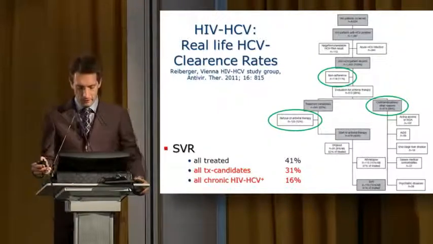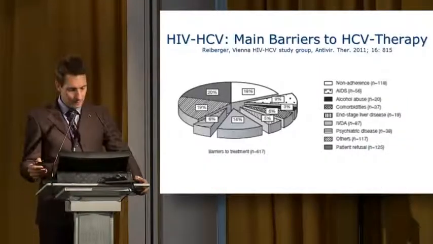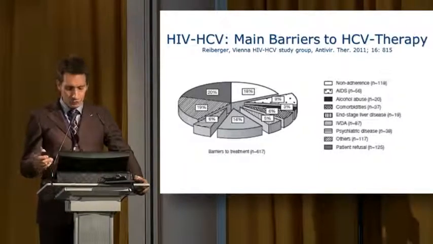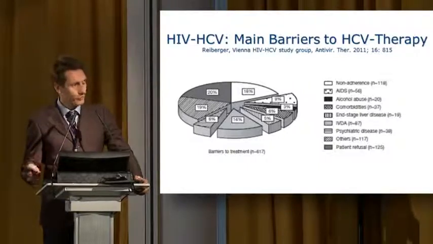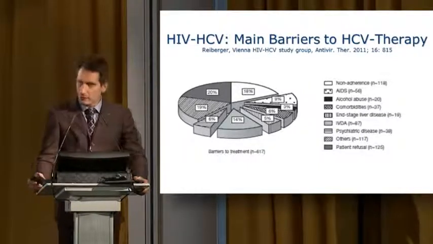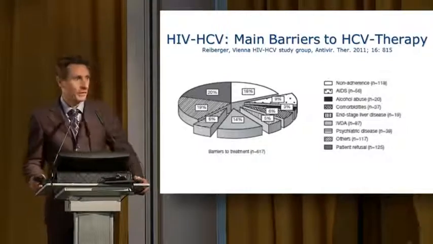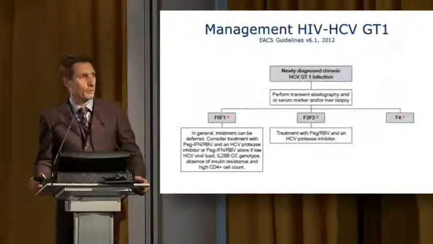their liver disease eventually. This is the same data shown in a pie chart, and it just shows that, of course, alcohol abuse, comorbidity, end-stage liver disease, active intravenous drug abuse, and psychiatric diseases are very important obstacles to treatment in the co-infected population.